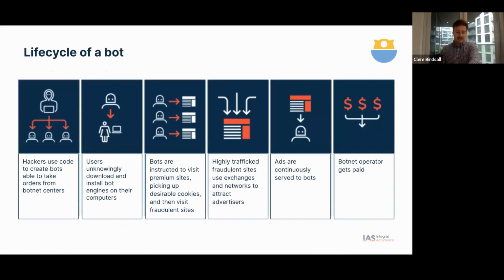When we're actually looking at how ad fraud works, which will give a lot more context, ad fraud starts with a hacker or a fraudster, and what they will do is build a whole lot of bots, and the bots are essentially just a script, and that script will follow a set of instructions when it's activated.